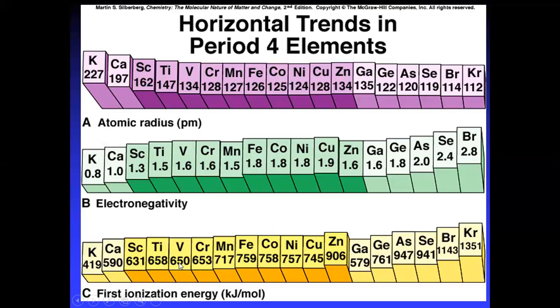631, 658, 650, 653, 770. So only here you can observe just 53. Almost it's increasing. Only for titanium it's somewhat different, but from scandium slowly it's increasing. What is first ionization energy? Energy required to remove the outermost valence electron, the first valence electron.